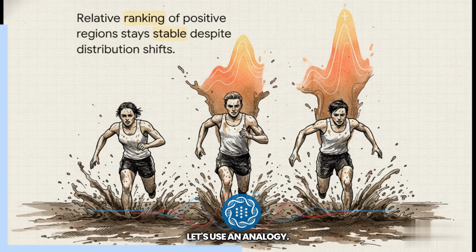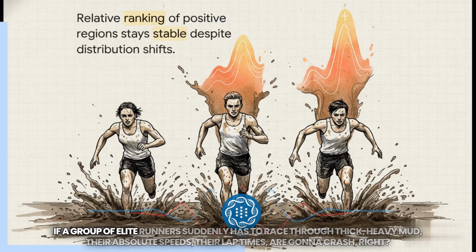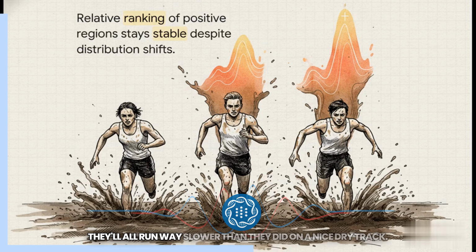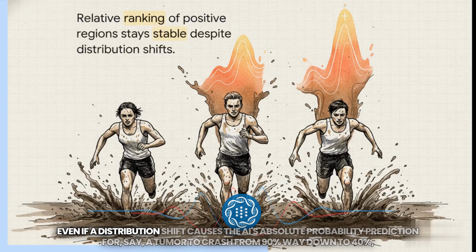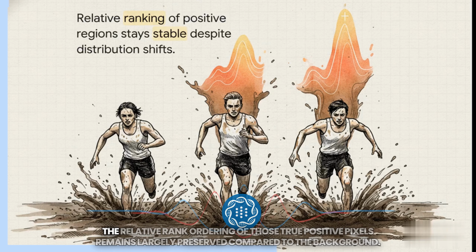Let's use an analogy. Imagine a race in the mud. If a group of elite runners suddenly has to race through thick, heavy mud, their absolute speeds, their lap times, are going to crash, right? They'll all run way slower than they did on a nice dry track. But the fastest runner is usually still in first place. Their relative ranking stays stable. It's the exact same thing in medical imaging. Even if a distribution shift causes the AI's absolute probability prediction for, say, a tumor to crash from 90% way down to 40%, the relative rank ordering of those true positive pixels remains largely preserved compared to the background.